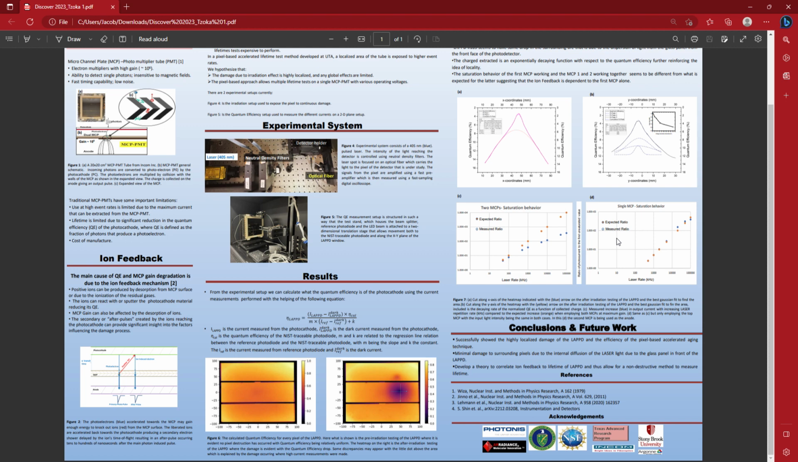So the conclusions and our future work are that we successfully showed that there is highly localized damage of the LAPPD and the efficiency of the pixel-based accelerated aging technique. There is minimal damage to surrounding pixels due to the internal diffusion of the laser light, due to the glass panel in front of the LAPPD. In the future, we hope to develop a theory to correlate ion feedback to the lifetime of the LAPPD by just looking at the afterpulse, thus allowing us to have a non-destructive method to measure lifetime.